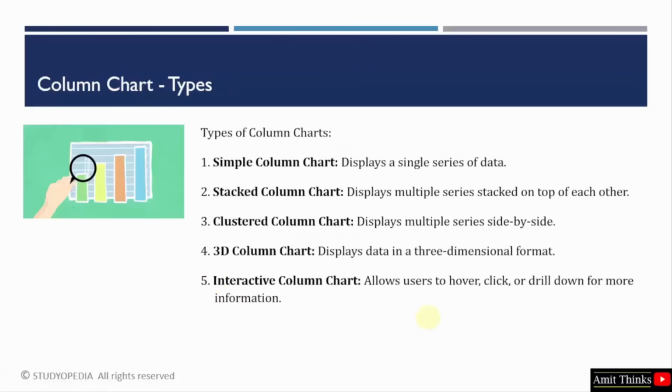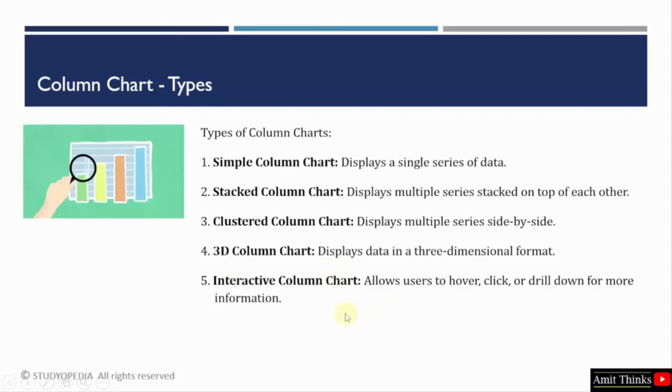Here are the different types of column charts. The simple column chart to display only a single series of data. We have stacked, clustered, 3D column as well as interactive column chart. The stacked column chart is used to stack on top of each other. That means it will display multiple series stacked on top of each other. Clustered column chart will display multiple series side by side. The 3D column chart displays the data in 3D format, three-dimensional format.